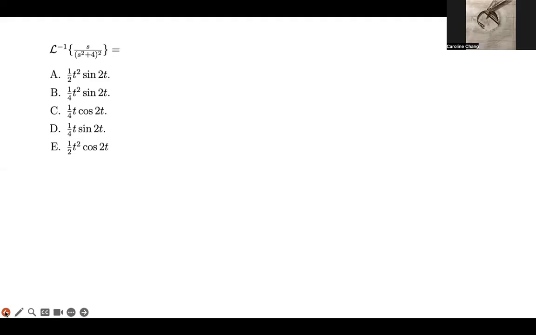So from this, we can take f of t is equal to sine at, and thus F of s is equal to a over s squared plus a squared.